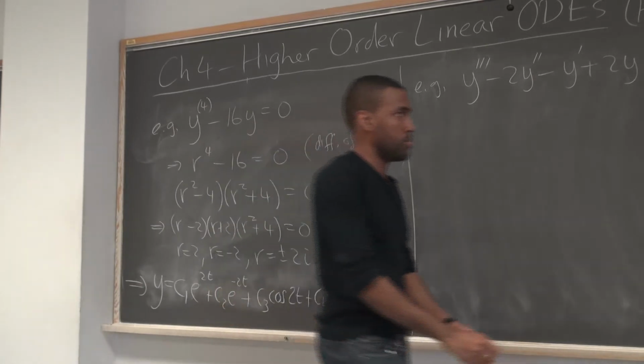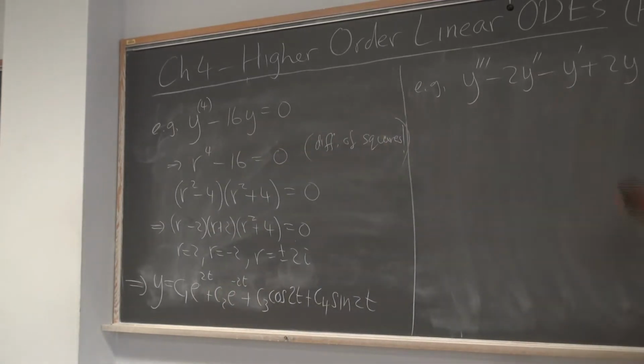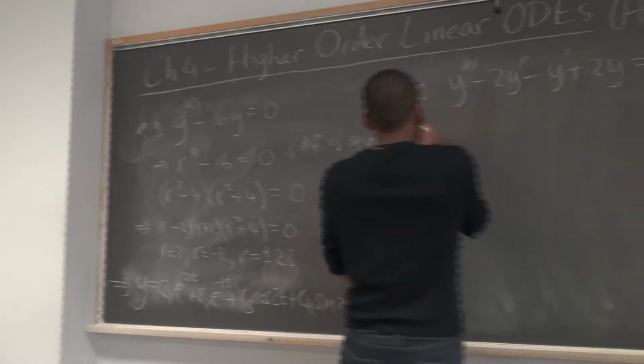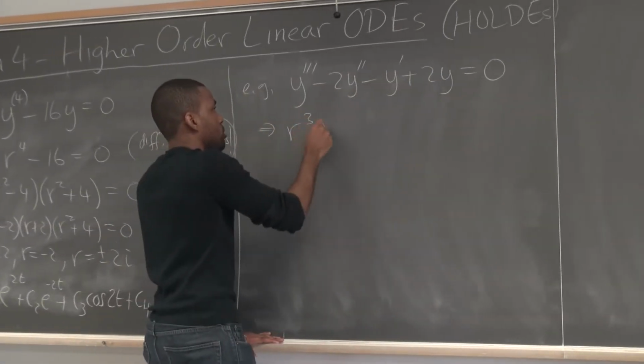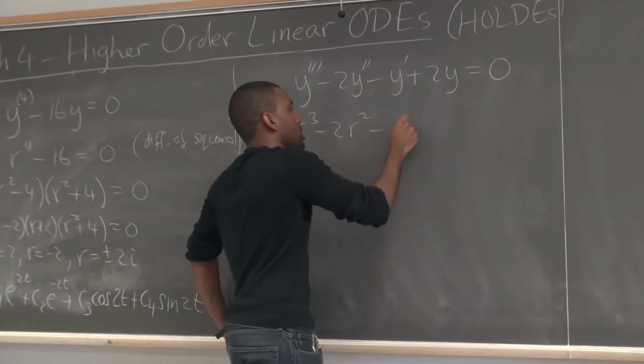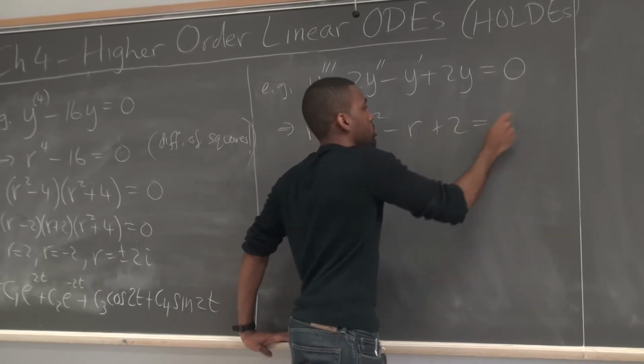Okay. What about this one? Factor by grouping, right? You have 4 terms, no common factor really. So factor by grouping is one of the first things you think about. This gives us r cubed minus 2r squared minus r plus 2 equals 0.